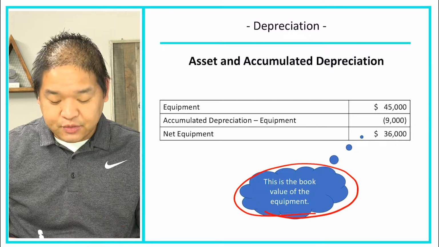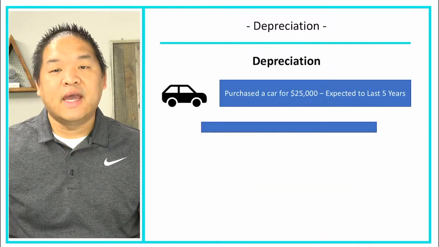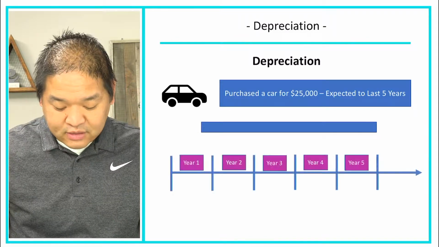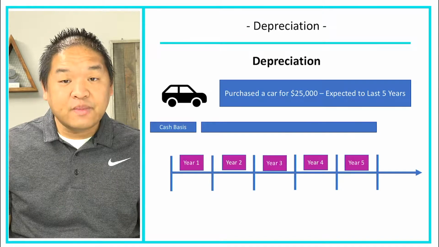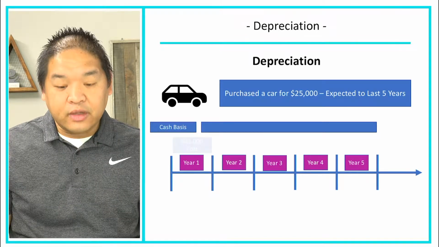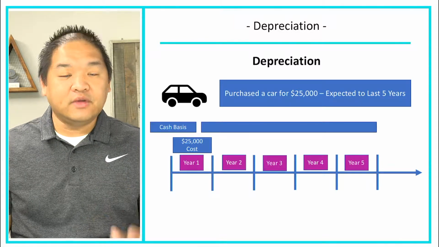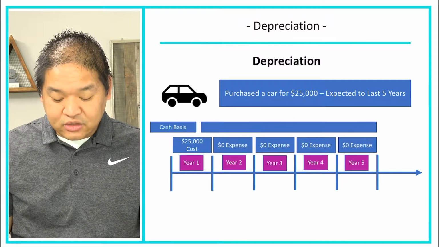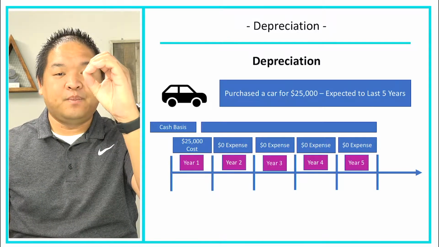So let's take a look at a visual representation of depreciation. Let's assume that you purchased a car for $25,000 and it's expected to last for 5 years. Now, if this is our timeline of 5 years, on a cash basis, you could say that we incurred a $25,000 cost in year 1, but then you would also say that in years 2, 3, 4, and 5, that vehicle's costing you $0.